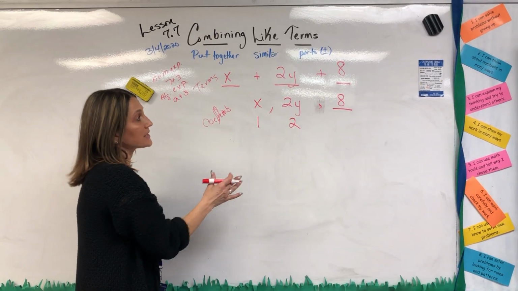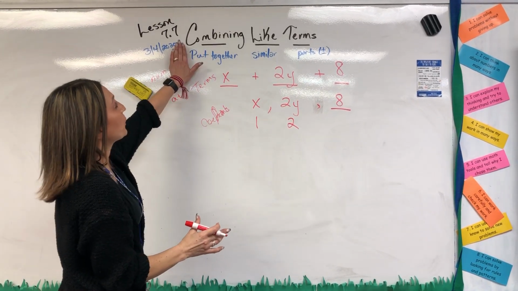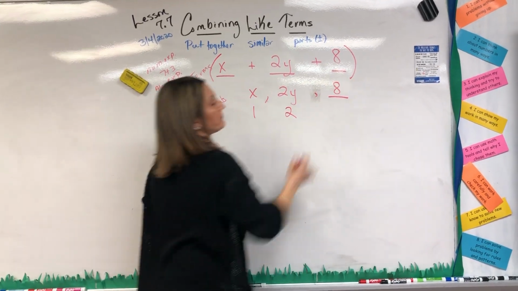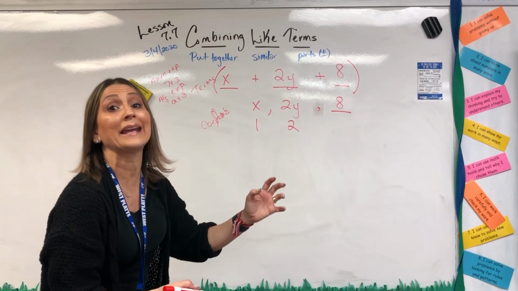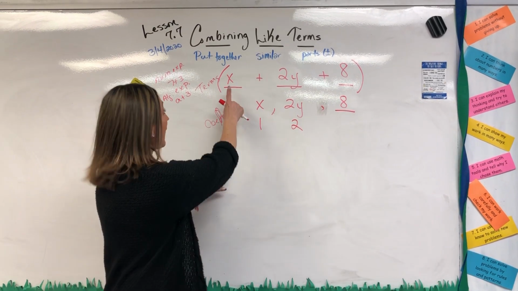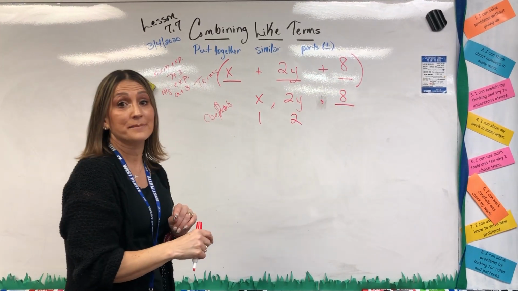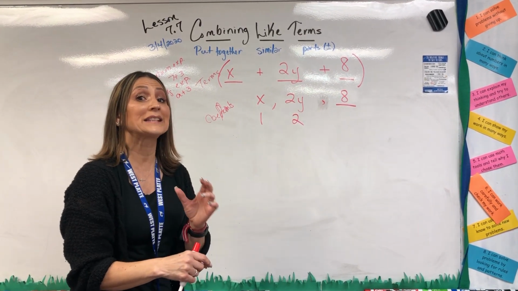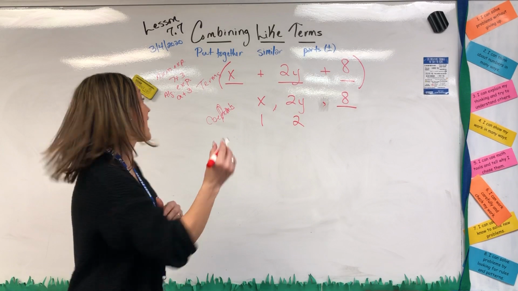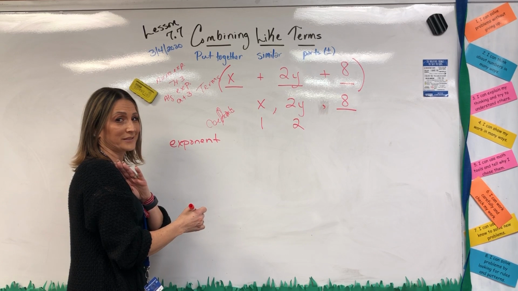Now, why is that important? They need to know the difference between terms and coefficients, because what we're working on is combining like terms. If I look at this algebraic expression and ask the students, can you combine any like terms? They should be able to tell me, no, Mrs. P, x doesn't look like 2y, and 2y does not look like 8. The terms that you combine must have the same variable, and they must have the same exponent, which is a power.